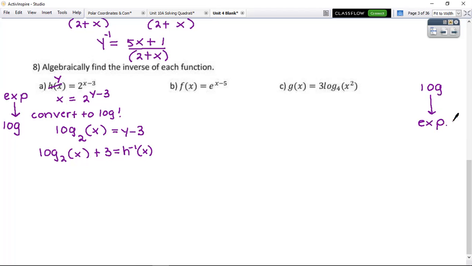So I am going to switch my g of x to y equals and solve. So I'm going to go x is equal to 3 log base 4 of y squared. Next, power down in front, just like we learned last week. So x is equal to 3 times 2 is 6 log base 4 of y.